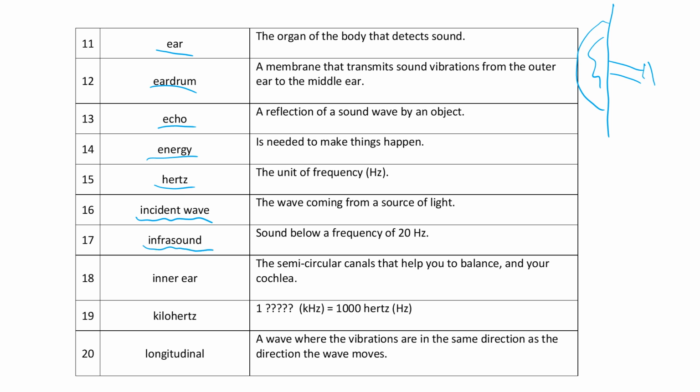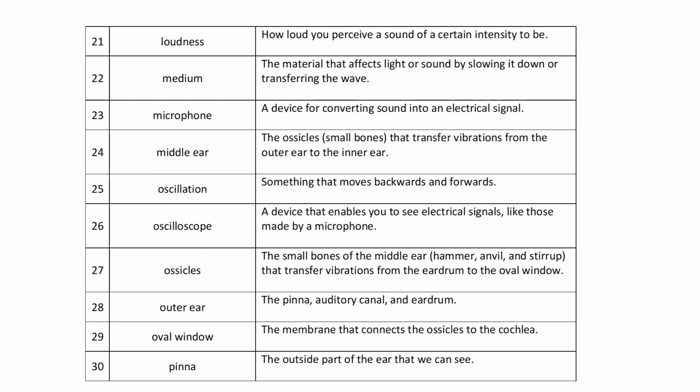The semicircular canals that help you to balance, and your cochlea, are only in the inner ear. Okay, so there are three of those semicircular canals that actually help you balance. 1 kHz equals 1000 hertz, so k is kilohertz. A wave where the vibrations are in the same direction as the direction the wave moves: longitudinal. How loud you perceive a sound of a certain intensity to be is its loudness. The material that affects light or sound by slowing it down or transferring the wave is the medium, so that's the substance that it's in.